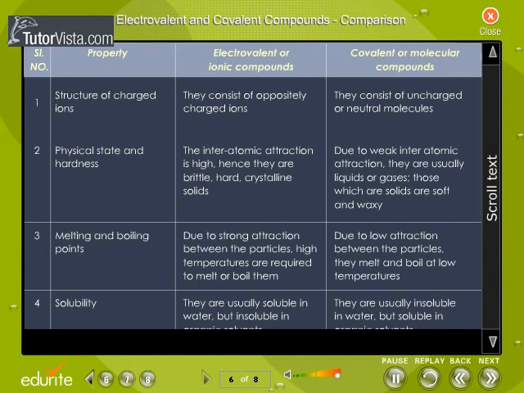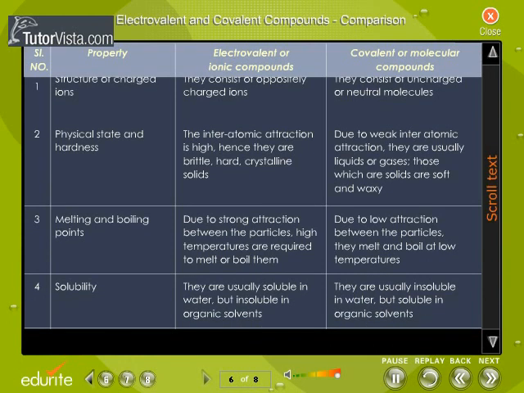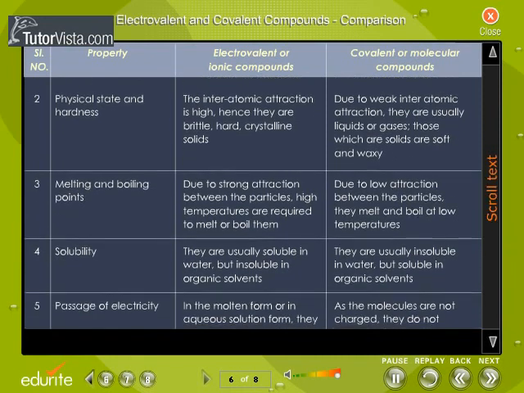Comparative study of properties of electrovalent and covalent compounds. Electrovalent and covalent compounds have different properties.